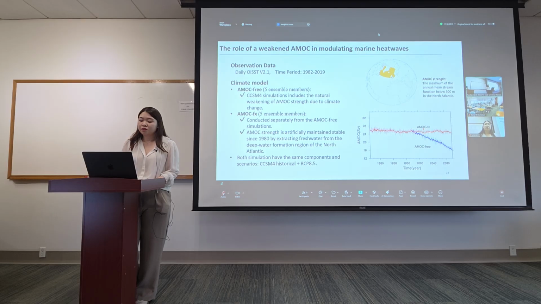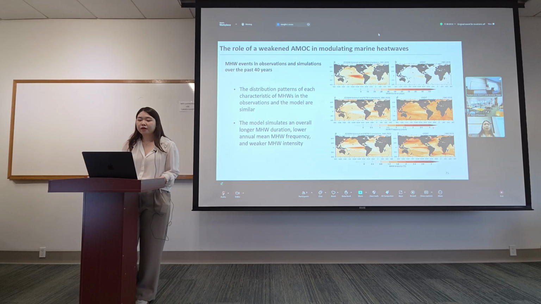In this experiment, the fresh water is extracted from this orange region, the North Atlantic deep water formation region, and we just separate this fresh water evenly to the other global regions. By doing that, the AMOC strength can be maintained in a warming climate throughout the whole 21st century. If we compare the marine heat wave behavior between these two simulations, it can help us isolate the impact of the AMOC slowdown on the global marine heat waves.